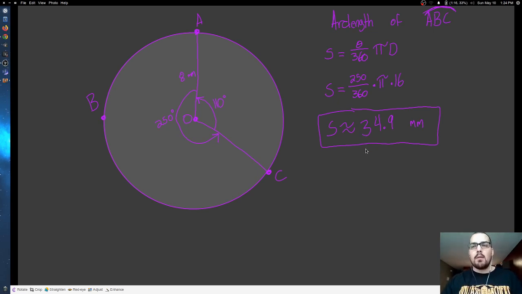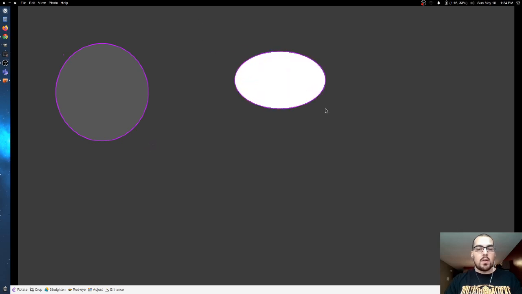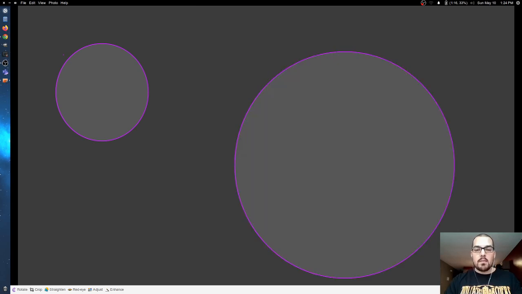I just want to point out one more thing to hopefully differentiate in your mind arc length versus arc measure. I'm going to give you two circles now. Whoops, that's a line. Two circles now. That one there, and this one here. In this circle, I am going to have an angle.